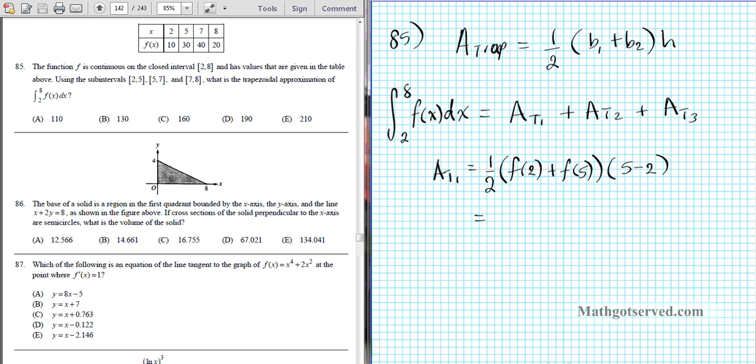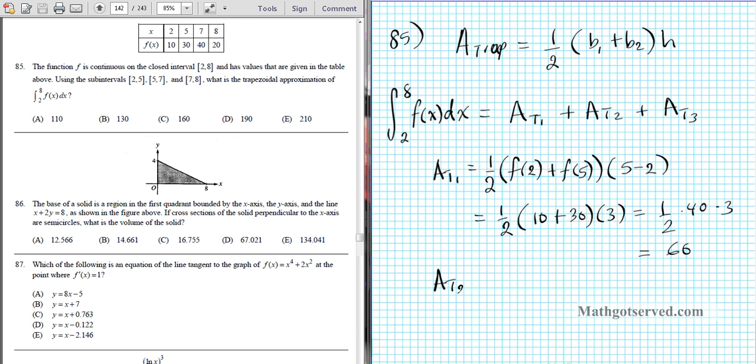Let's go ahead and work this out. It's going to be 1/2. F of 2 is 10. F of 5 is 30. 5 minus 2 is 3. That equals 1/2 of 10 plus 30, which is 40, times 3. 2 goes into 40 twenty times, and 20 times 3 is basically 60.